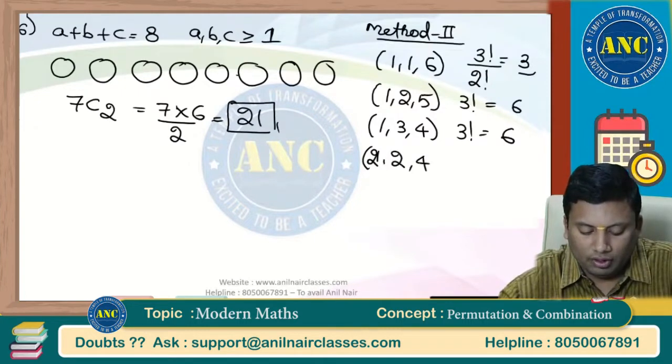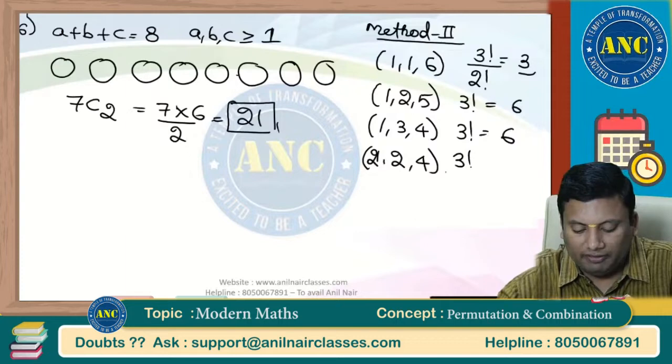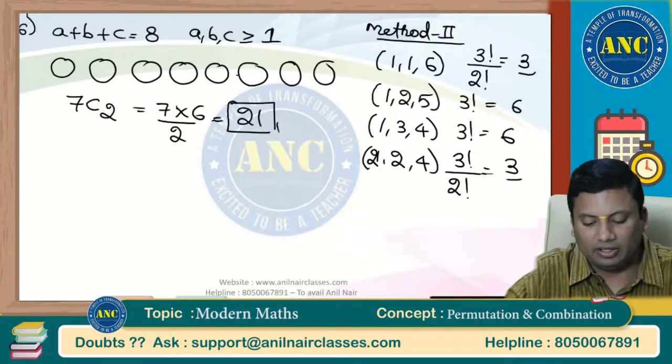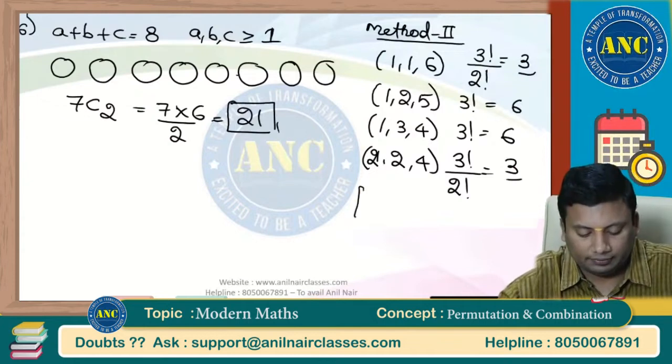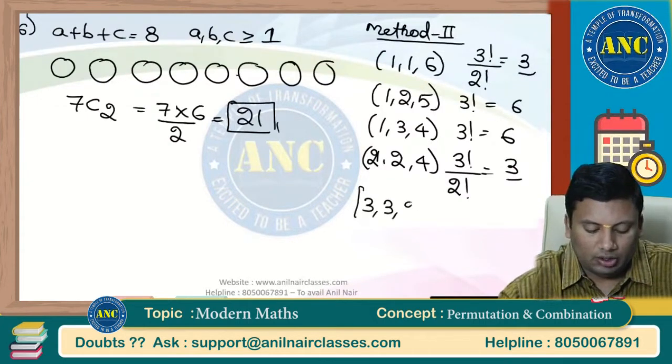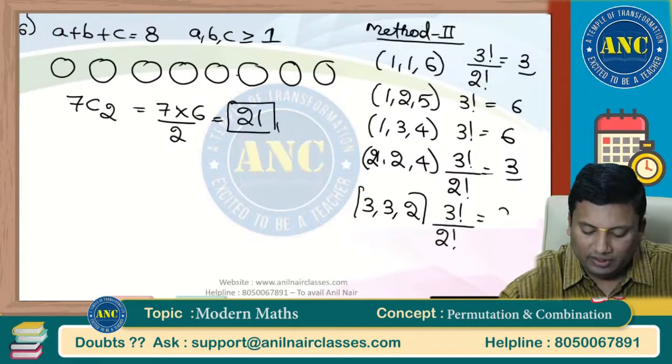Next one, 2, 2, 4, and 4, 2, 2, 3 factorial divided by 2 factorial, which is nothing but 3. Next case, 3, 3, 2. 3 + 3 + 2, 3 factorial by 2 factorial, which is 3.